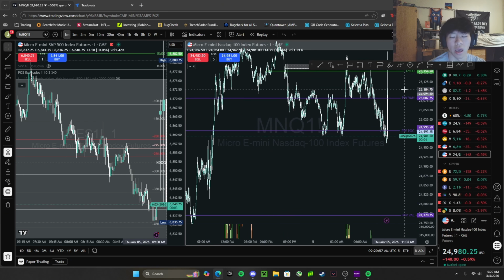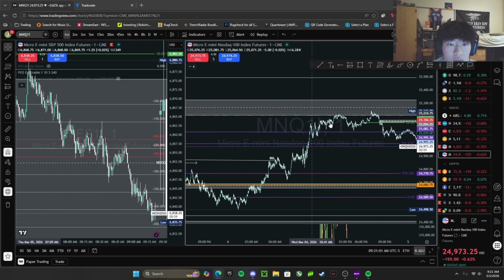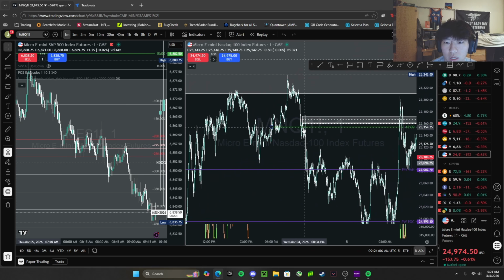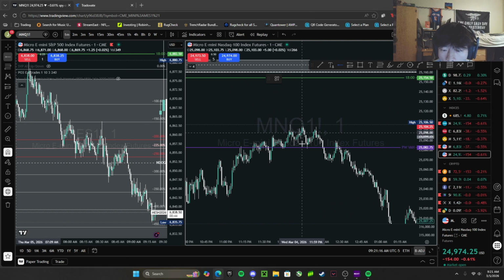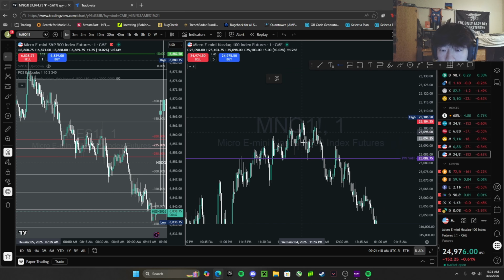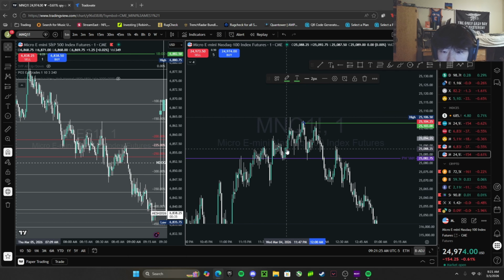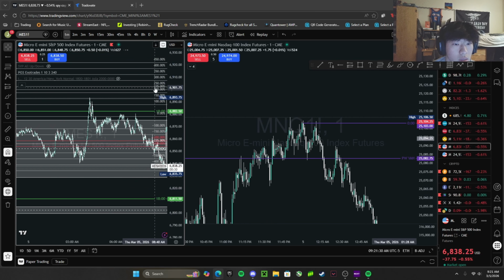So, obviously, I have previous week value area high, previous week POC and VAL. Right now, I am going to mark the 6 p.m. open as well as midnight open before 9:30 opens here. So there we have it. Midnight open is right there.